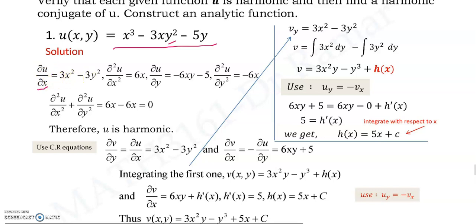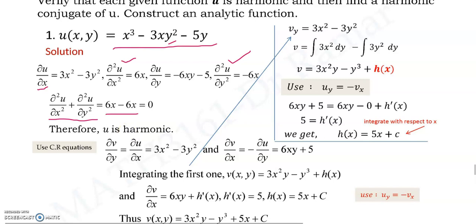We can leave the 0. Now similarly you can find ∂²u/∂x². From this one, find ∂u/∂y, then ∂²u/∂y² you find from this one. Now what you have to do is add ∂²u/∂x² with ∂²u/∂y². You add, that is 6x minus 6x. This is the Laplace equation for u. So you add 6x with minus 6x, and it will become 0. Therefore we can confirm that u is harmonic. Now we can proceed to find v.